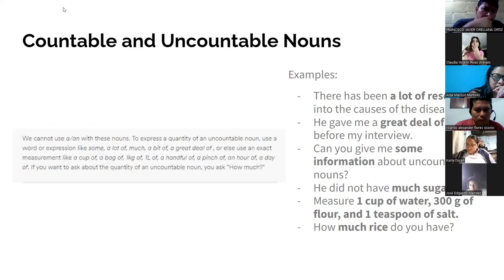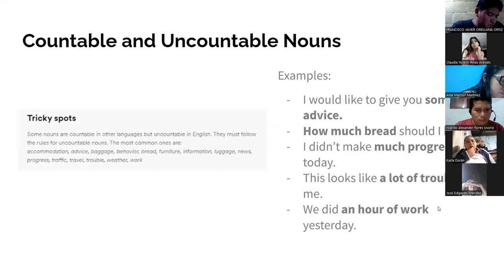Y aquí para los incontables no podemos utilizar a y an, ¿verdad? Por ejemplo, decir a air or an air or a water, no se puede decir eso. En lugar de eso, ocupamos a lot of, much, pero eso lo van a ver después, ¿verdad? O las medidas, ¿verdad? Una taza, a cup of, a bag of, 1 liter, 1 kilogram. Y aquí tenemos ejemplos: a lot of research, great deal of advice, some information, much sugar, a cup of water. Así podemos utilizar los incontables.